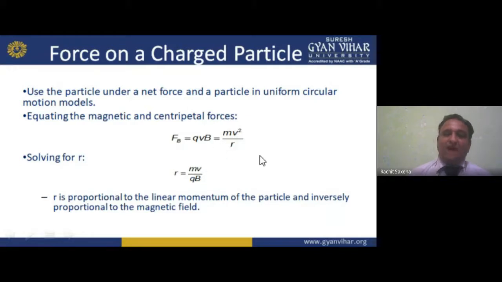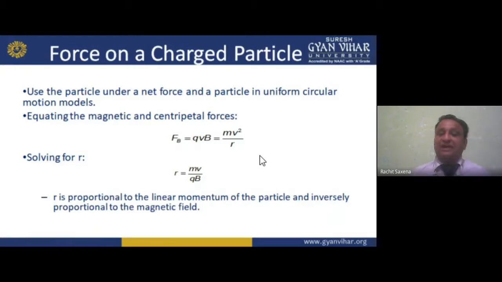Now r is proportional to the linear movement of the particle. So what is m here? Momentum, linear momentum. So r is proportional to the linear momentum of the particle and inversely proportional to the magnetic field.